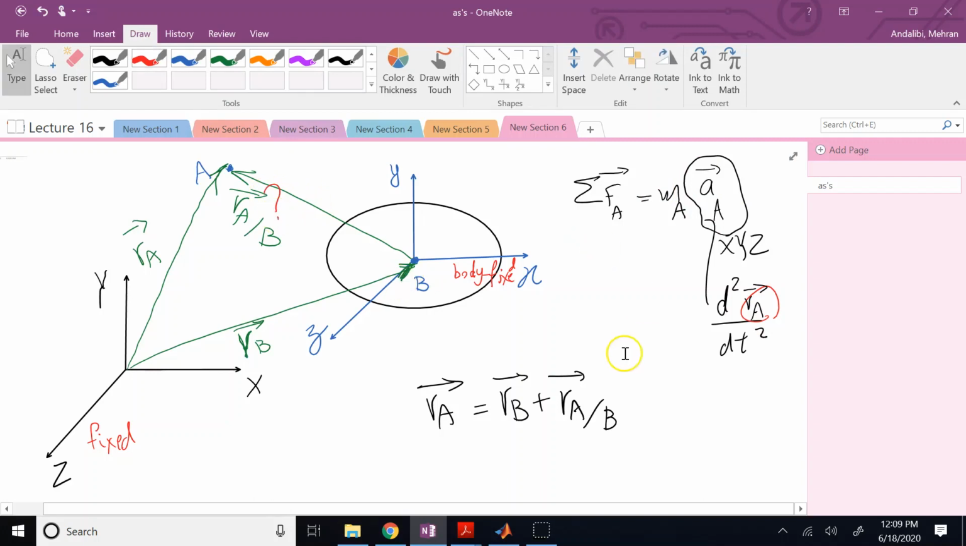And the answer is, not always you can measure this guy directly. Sometimes you cannot directly measure the position, the velocity, and acceleration of your point of interest. You don't have access to it.